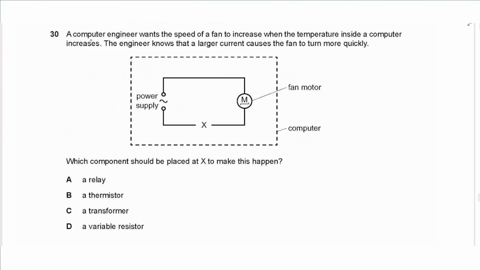Question 30 says a computer engineer wants the speed of a fan to increase when the temperature inside the computer increases. The engineer knows that a larger current causes the fan to turn more quickly. Which component should be placed at X to make this happen? So we need something that reacts to temperature, so it is a thermistor. So the answer is B.